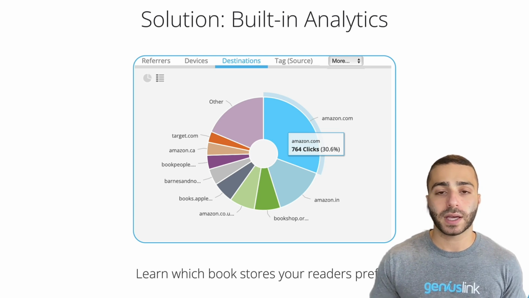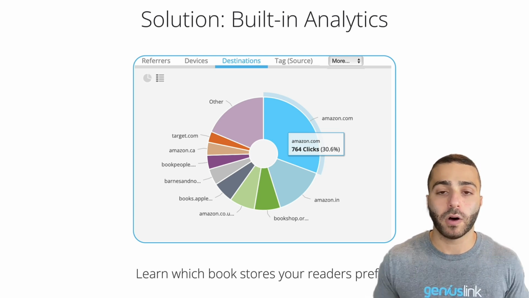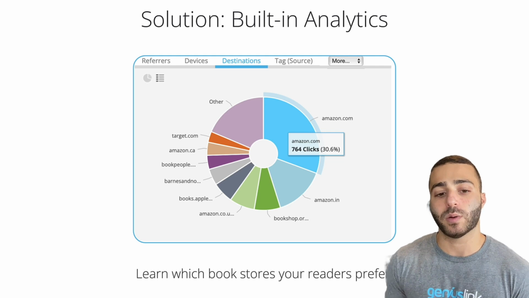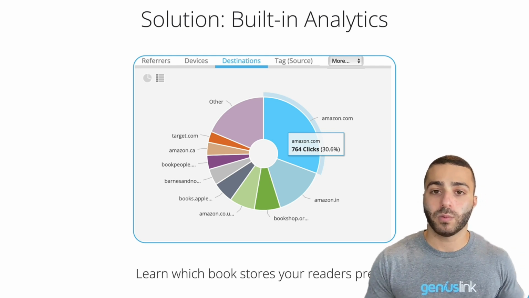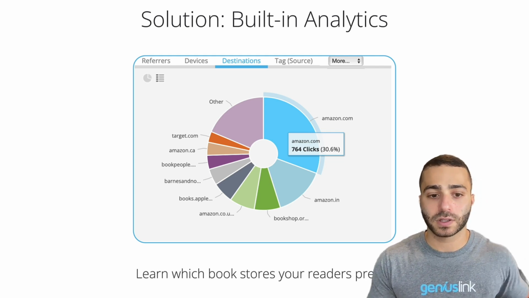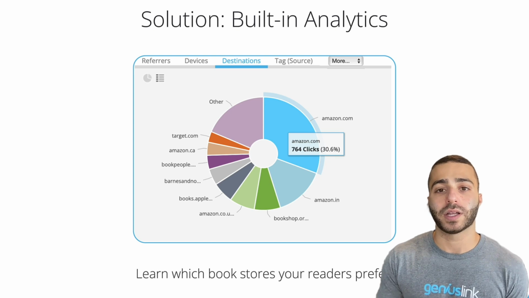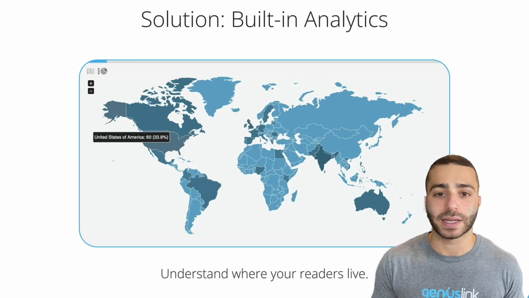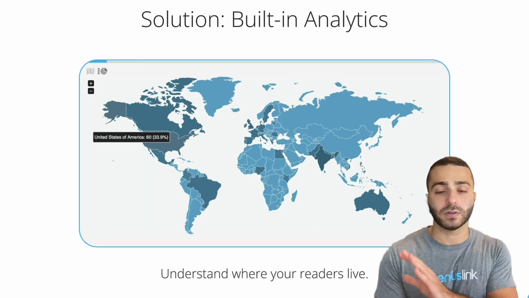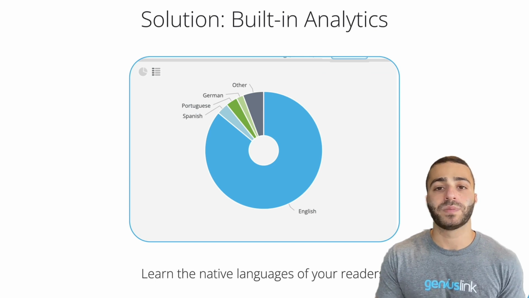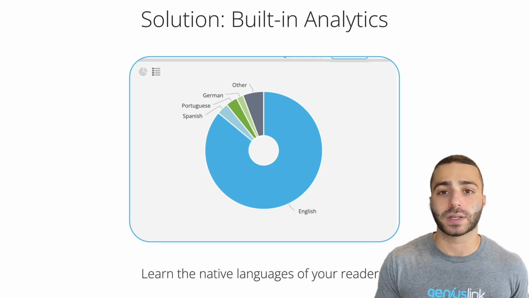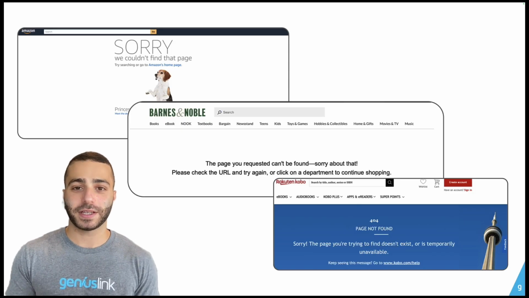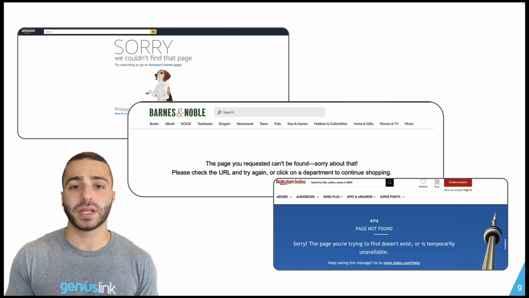So if we're using a choice page or a page with all of our different retailers, Geniuslink is going to show you a breakdown of which stores, whether this be Amazon, international storefronts, or different retailers our audience is deciding to go to, and you'll get a breakdown of that. On top of that, you'll get access to a world map where these clicks are coming from and the language that your readers speak.